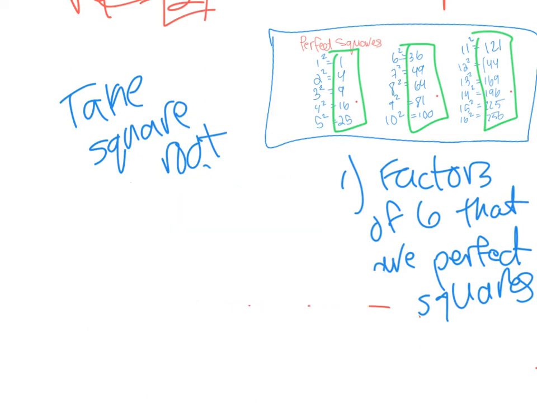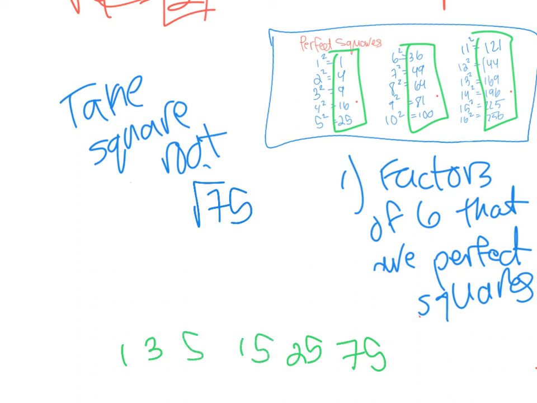Okay, so let's do another one. Let's do square root of 75. So square root of 75. Remember, I want to list out my factors. So I have 1 and 75, okay? 2 doesn't go into 75. Does 3 go into 75? Yeah, 25 times, right? So 3 and 25. 4 doesn't go into 75, but 5 goes into 75. How many times? 15. So 5 and 15.